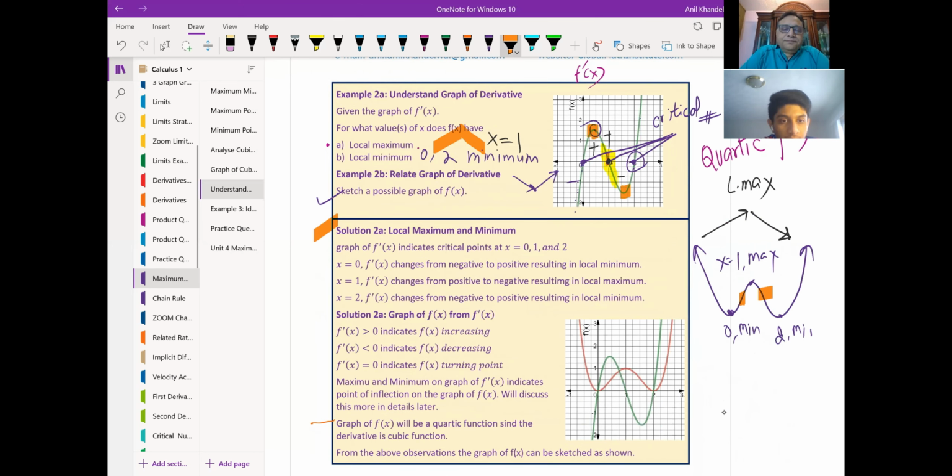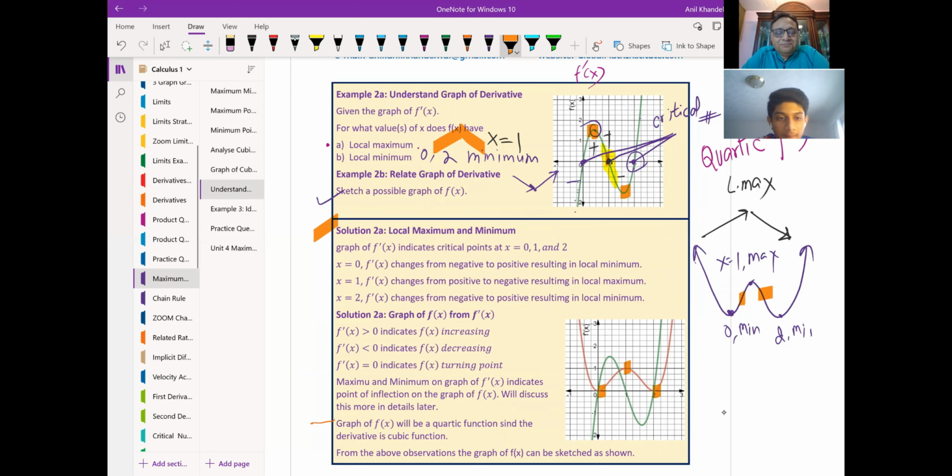The graph of f prime of x indicates critical points at x equals 0, 1, and 2. When x equals 0, f prime of x changes from negative to positive, resulting in a local minimum. When x equals 1, f prime of x changes from positive to negative, resulting in a local maximum. And when x equals 2, f prime of x also changes from negative to positive, resulting in a local minimum. Next part. So we have identified local maximum and minimum, which means we identify this point, that point, and this point on the quartic function. Do you see that?